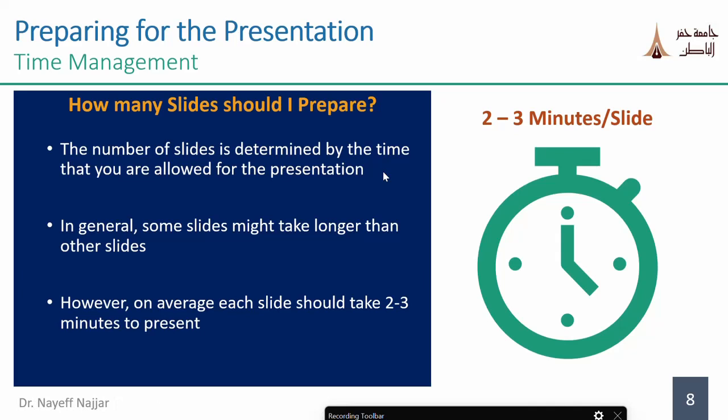So if you are presenting for 15 minutes, then the maximum number of slides you can have is 5. Of course, this is just a general rule. Some slides might take 4 minutes, 5 minutes. Some slides, like the title slide, for example, might take less time. So you have to prepare accordingly.